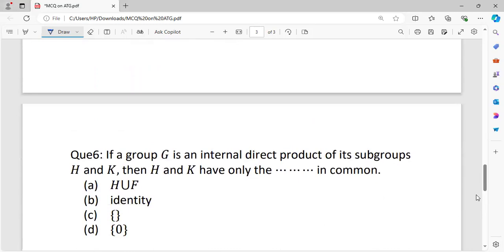So next question 6 is, if a group G is the internal direct product of its subgroups H and K, then H and K have only blank in common, fill in the blanks, identity. Answer is identity. If G is an internal direct product of H and K, then their intersection is always identity. It means identity is common in H and K. So option number B is correct.